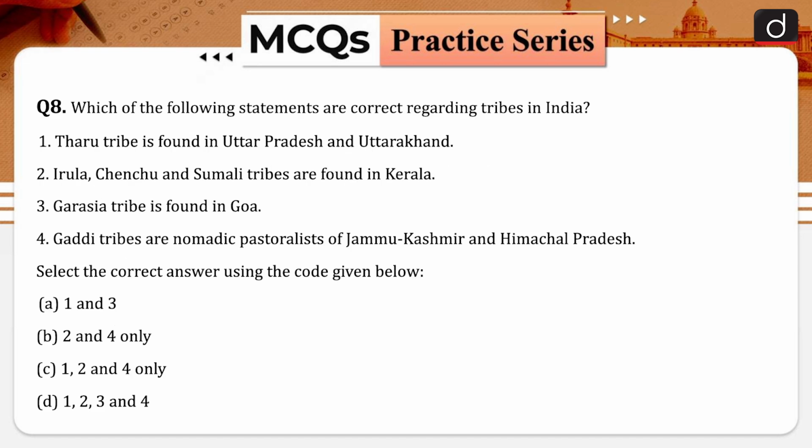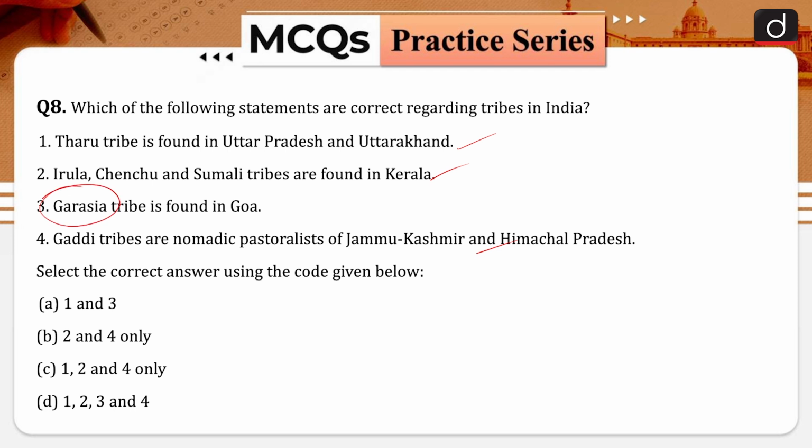Which of the following statements are correct regarding tribes in India? Tharu tribe is found in Uttar Pradesh and Uttarakhand. Irula, Chenchu, Somali tribes are found in Kerala. Gracia tribes is found in Goa. Gaddi tribes are nomadic pastoralists which are found in Jammu and Kashmir and Himachal Pradesh. Now, all these statements are true because these are tribes which are found in these particular areas.